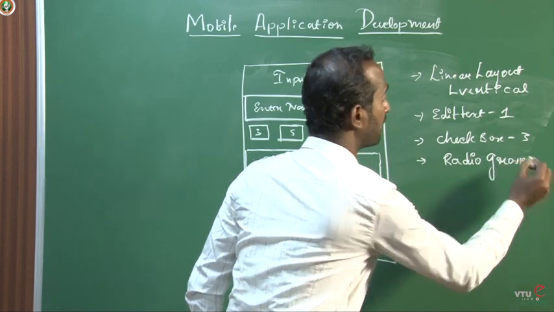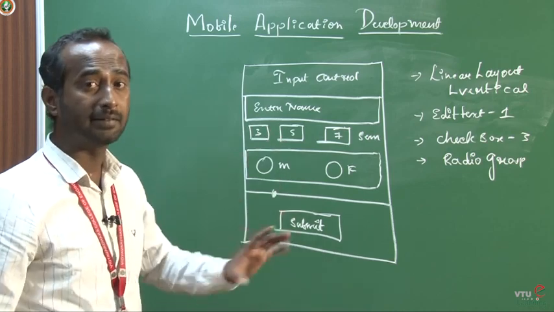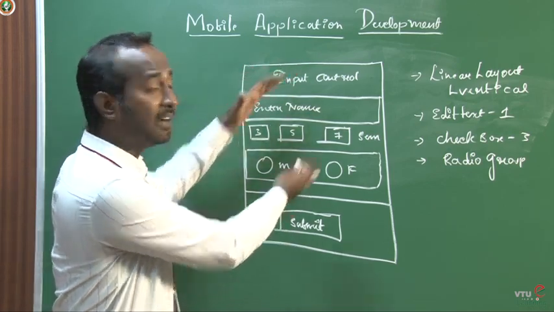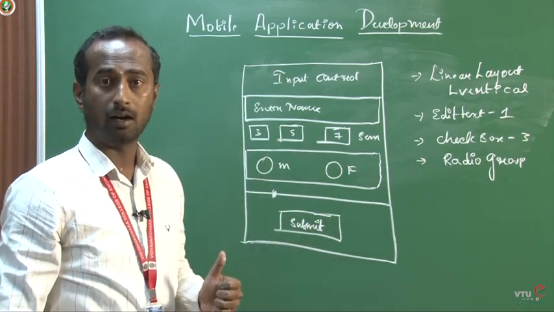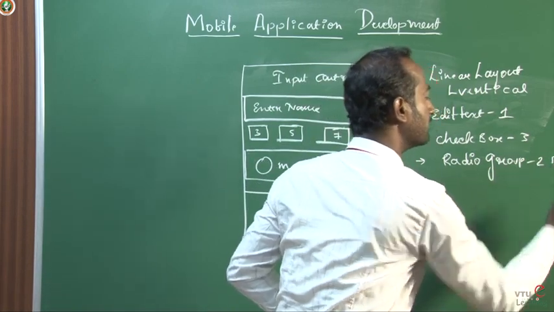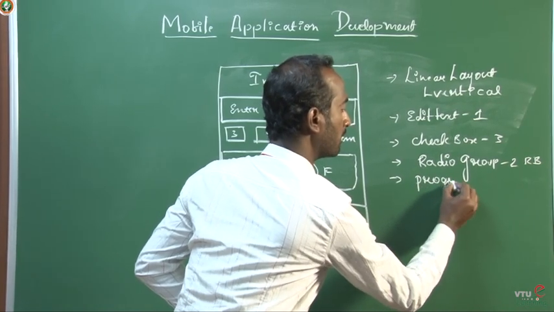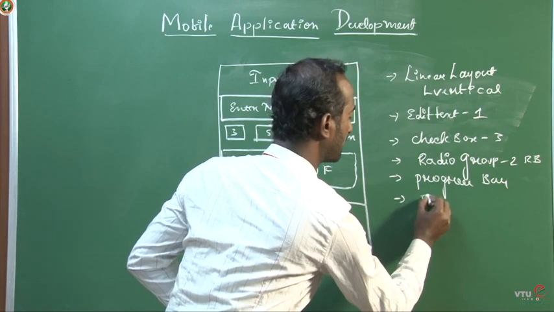And please remember, whenever you add a radio group to your application, you have to make sure that it will occupy limited space. If it occupies the whole space, it will treat all the components in that space as radio buttons. Okay, one radio group with two radio buttons inside. Next, one progress bar, followed by one submit button.